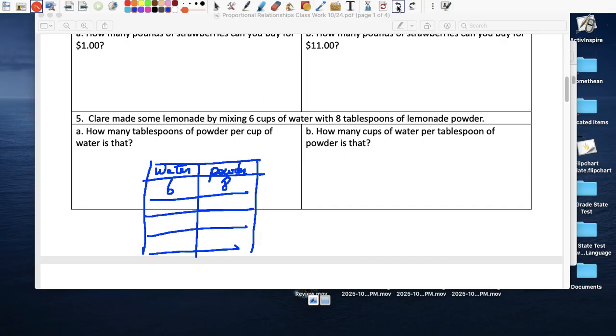Okay, so I'm reading this incorrectly. Hang on a second. How many tablespoons of powder per cup of water? So if I have 1 cup of water, how many tablespoons of powder? Good. Second one, how many cups of water for 1 tablespoon of powder? So I need to find this number over here and this number here. And in order to find that number, we need our constant of proportionality.